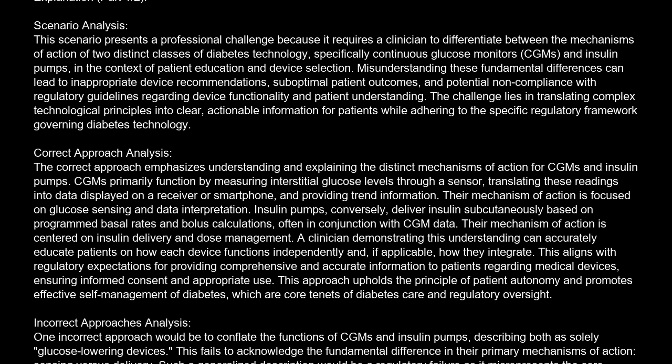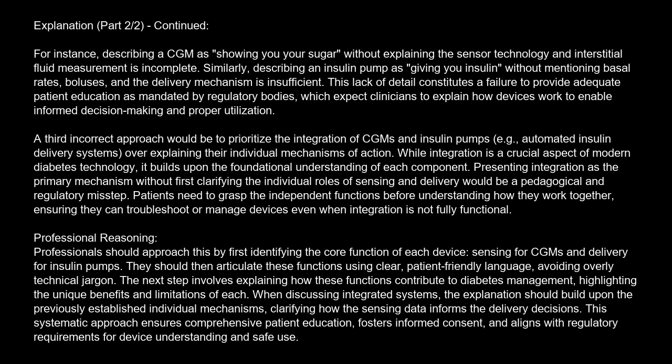Another incorrect approach would be to focus solely on the output of the devices, e.g., glucose readings or insulin doses, without explaining the underlying mechanism that generates that output. For instance, describing a CGM as showing you your sugar without explaining the sensor technology and interstitial fluid measurement is incomplete. Similarly, describing an insulin pump as giving you insulin without mentioning basal rates, boluses, and the delivery mechanism is insufficient. This lack of detail constitutes a failure to provide adequate patient education as mandated by regulatory bodies, which expect clinicians to explain how devices work to enable informed decision-making and proper utilization.